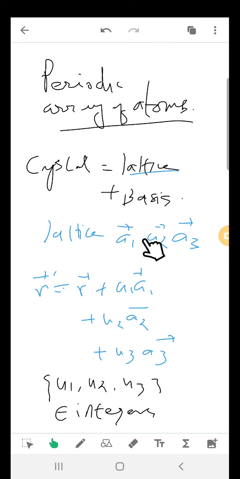are three vectors a1, a2 and a3 in three directions. So if one is translating in a lattice, it has to translate with the help of these three integers. If this is the initial position r, then a translation has taken place based upon these three vectors a1, a2 and a3. So the new position will be r dash, and it will be u1 a1, u2 a2 and u3 a3, and these three are the integers.